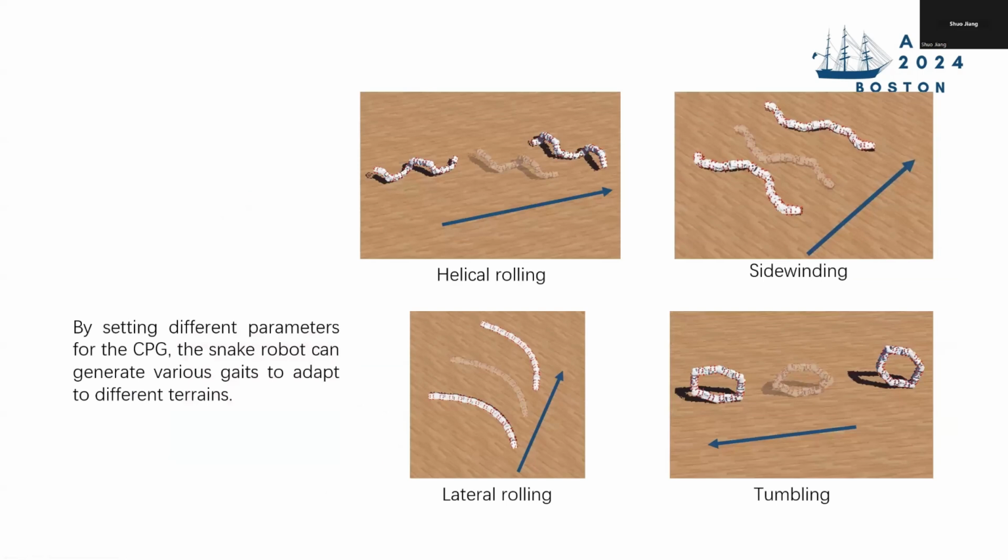By adopting different CPG parameters, the snake robot can generate various gaits to adapt to different terrains by achieving either maximum energy efficiency or velocity efficiency. For example, helical rolling for climbing behavior, moving in a narrow corridor, sidewinding, which is adaptive on slopes, or lateral rolling and tumbling, with various gaits to perform locomotion.